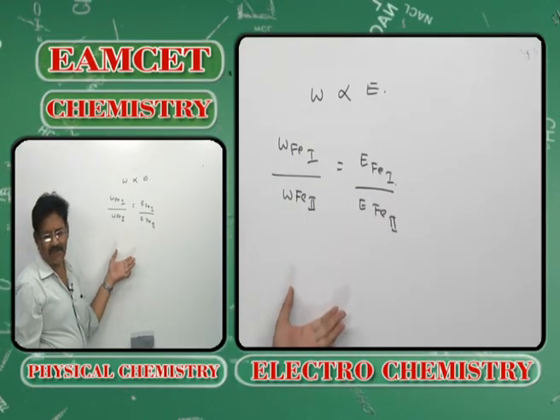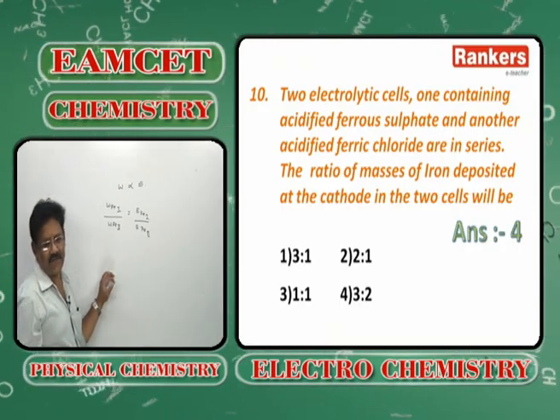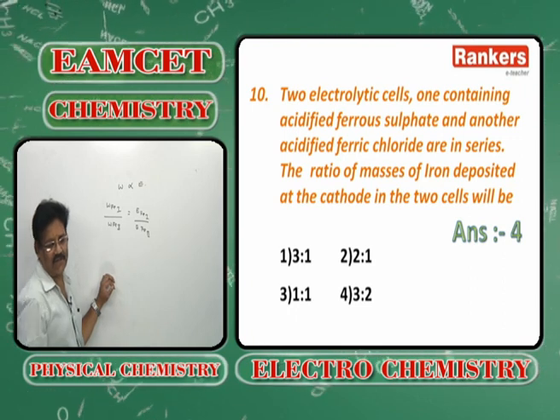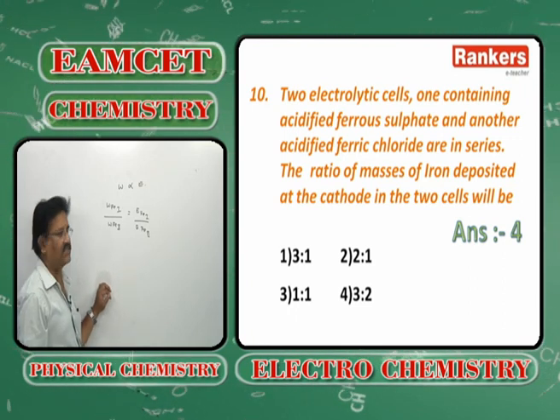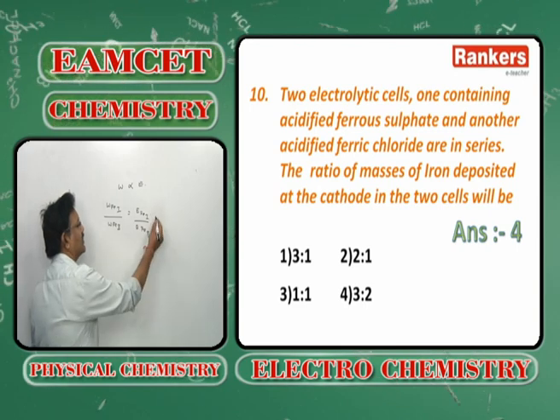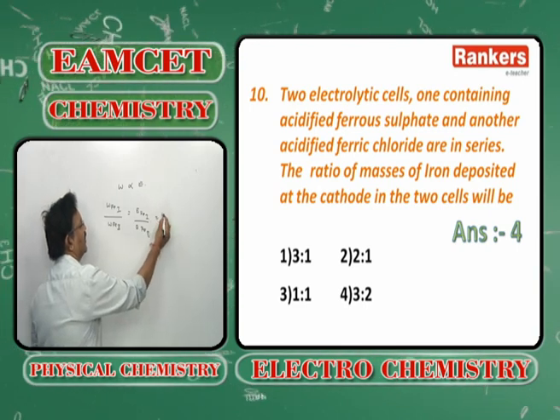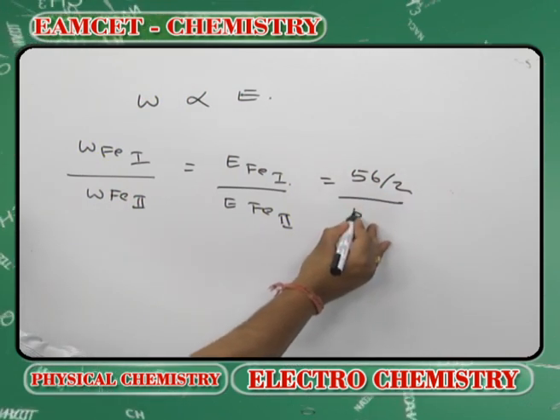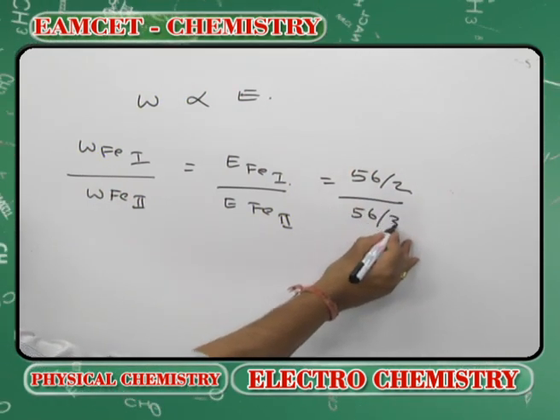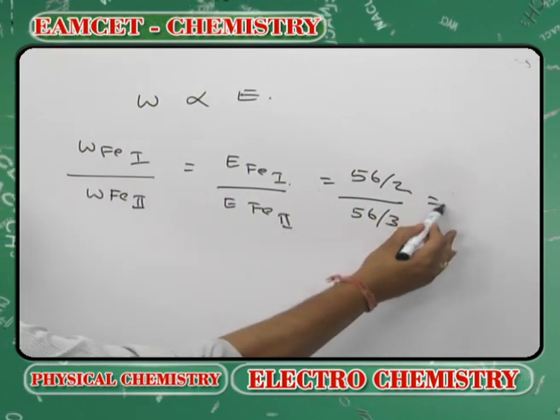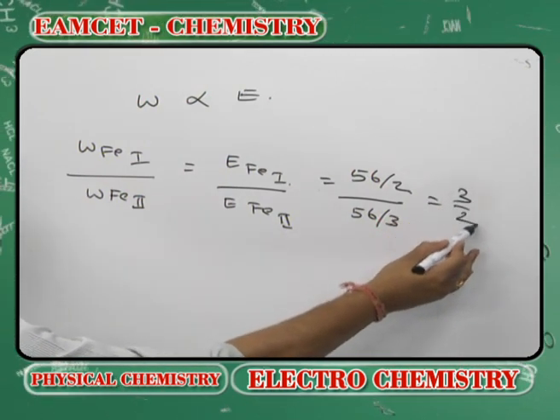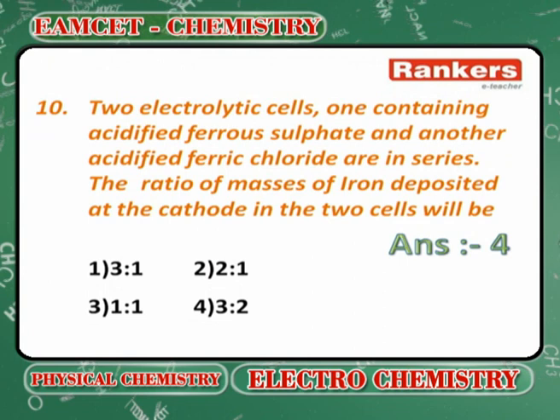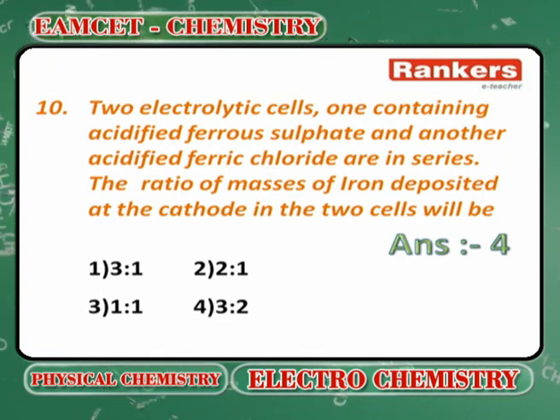Now let us come to the content in the first cell. Ferrous sulfate. In the first cell, what is the equivalent weight of the iron? 56 by 2. In the second cell, what is the equivalent weight of the iron? 56 by 3. So the ratio will be 3 by 2. So 3 is to 2. Option 4 is the answer. Next question.